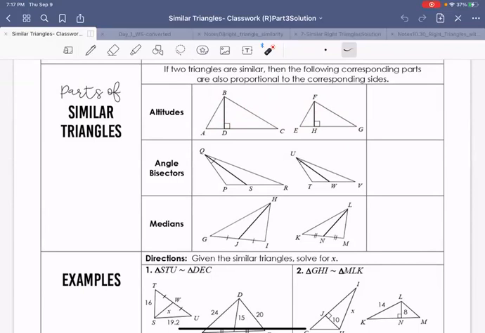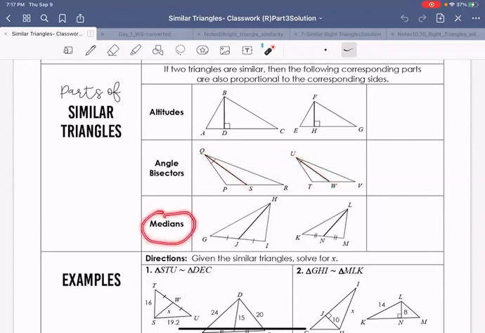Angle bisector. When this guy splits these two angles into two equal pieces, and this guy splits these two into two equal pieces, then this guy over this guy will also equal this guy over this guy, okay? As long as, number one, the two triangles are similar. Number two, you are talking about the same corresponding angle. You cannot take this guy over this guy. No, you have to put the angle bisector at the corresponding angle, okay?